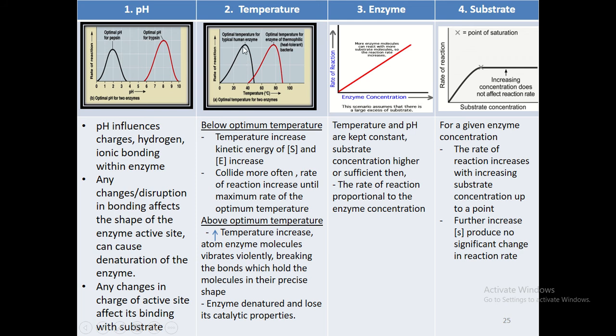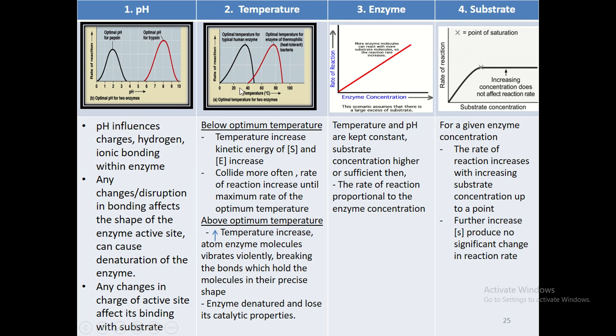All enzymes have their own optimum temperature. So below the optimum temperature, the temperature will increase the kinetic energy between the substrate and the enzyme, where they will collide more often. The enzyme and the substrate will collide more often, thus increasing the rate of reaction until the maximum rate at the optimum temperature, as you can see over here.